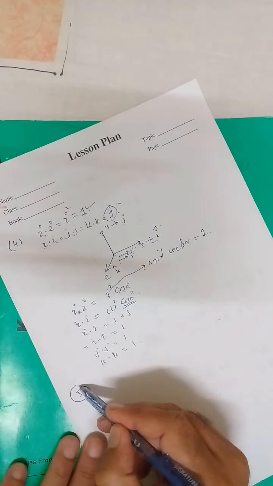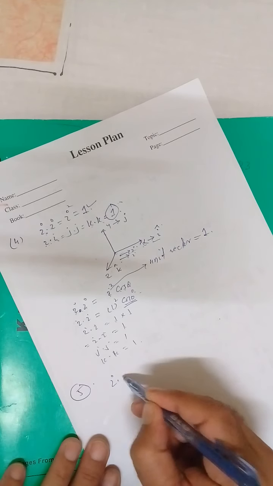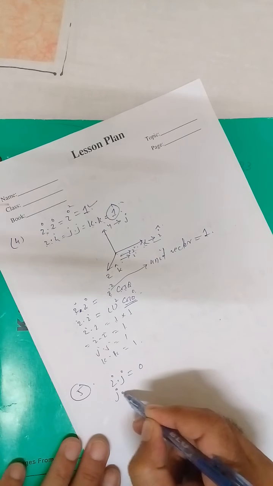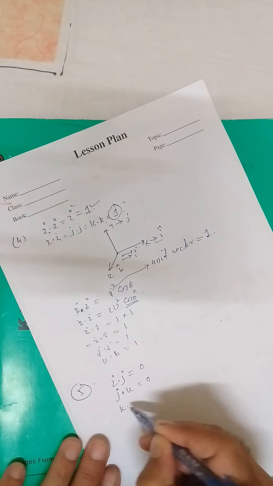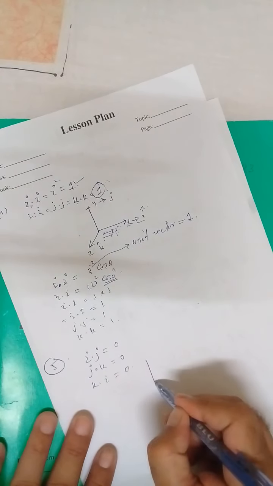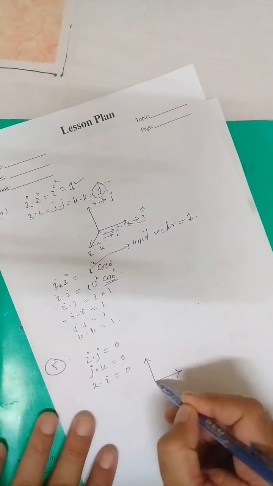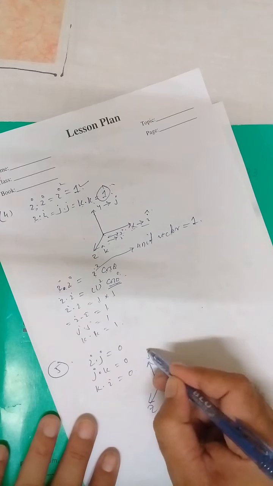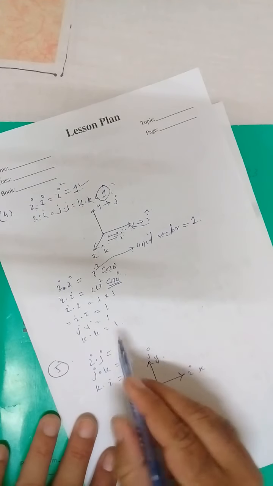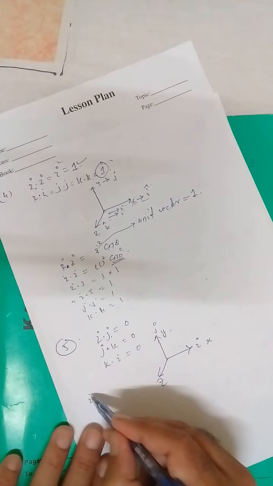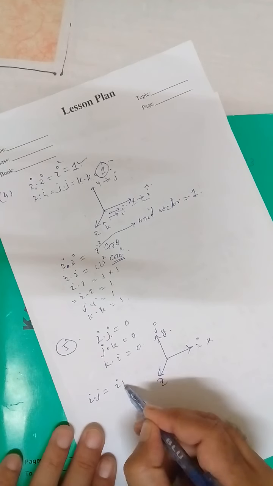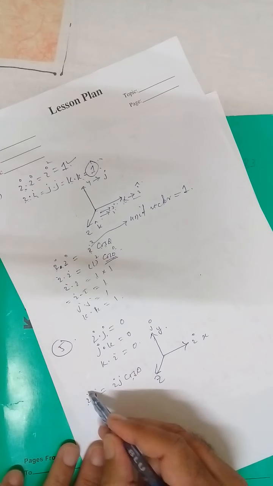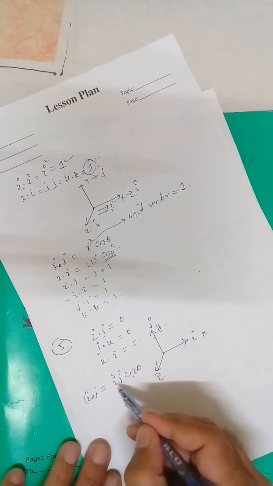Number 5, let's suppose we are saying i dot j is equal to 0, j dot k is equal to 0, and k dot i is equal to 0. Why? Because let's say this is x, this is y, and this is z. This is, let's suppose, i, and this is j, because this is x and this is y. So i dot j is equal to ij cos theta. When you remove the dot we put a cos theta. So i and j are unit vectors and their magnitude is equal to 1.